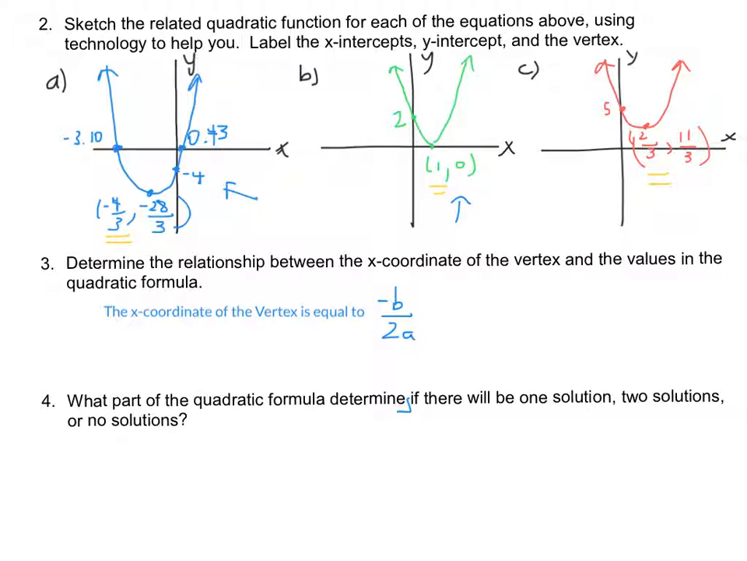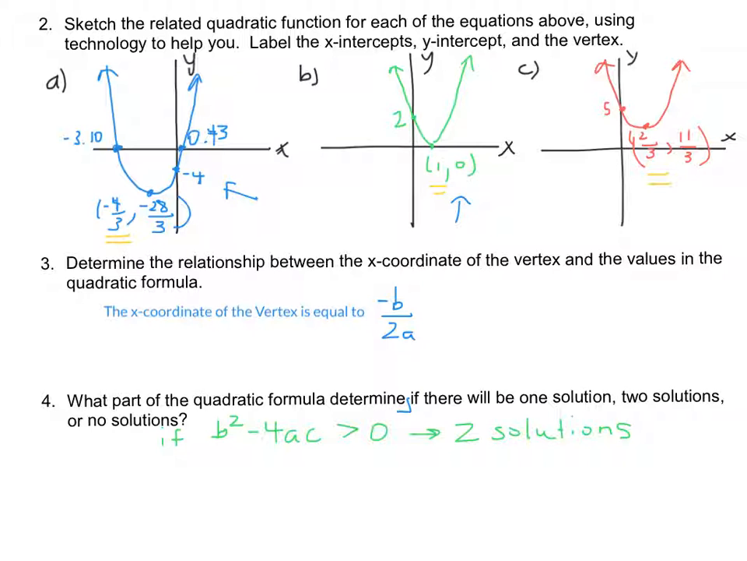The part that actually determines whether there would be one solution or two solutions lies back in the quadratic formula. The part of the quadratic formula that will determine if there is one solution, two solutions, or no solutions is the part that's under the square root sign, the b squared minus 4ac. And if that b squared minus 4ac is greater than 0, there will be two solutions. Or if you want to put the word positive there instead of the greater than sign, that might help you remember it better.